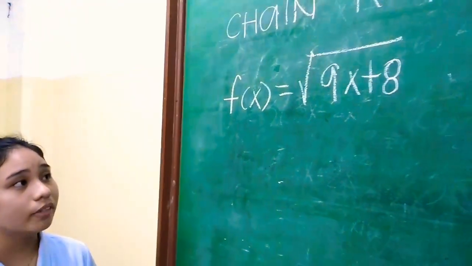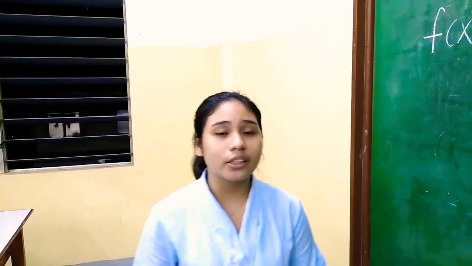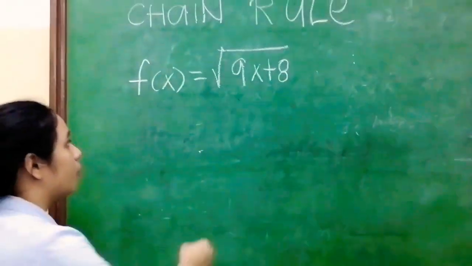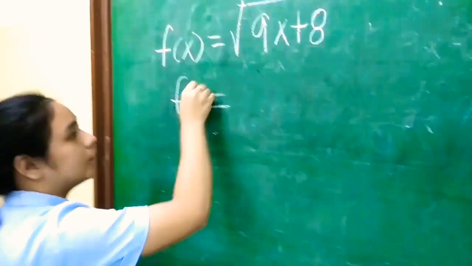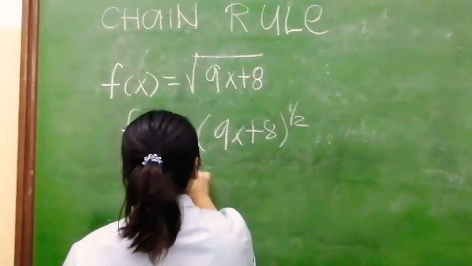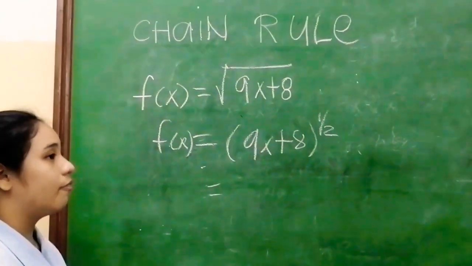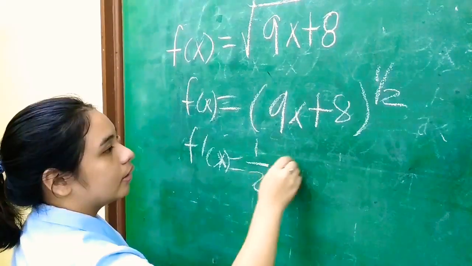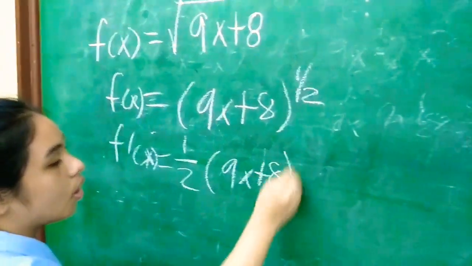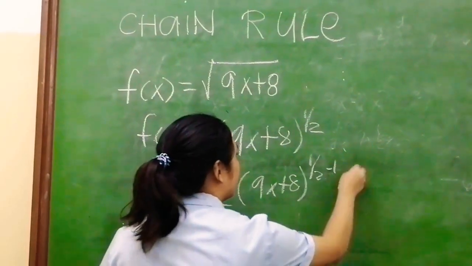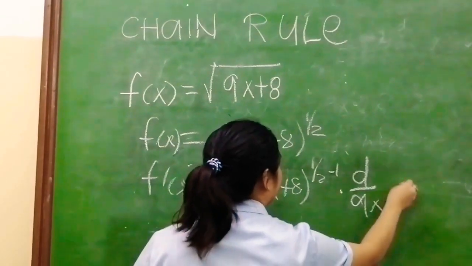Now, let's go ahead and answer problem number 2. f of x is equal to the square root of 9x plus 8. Every time we take the derivative of a radical function, we always modify the f of x and change it into exponential form. So it will become f of x is equal to the quantity 9x plus 8 raised to the power of 1/2. Next, we'll take the derivative of the outside function. So f prime of x is equal to 1/2 times 9x plus 8 raised to the power of 1/2 minus 1, multiplied by the derivative of the inside function, 9x plus 8.